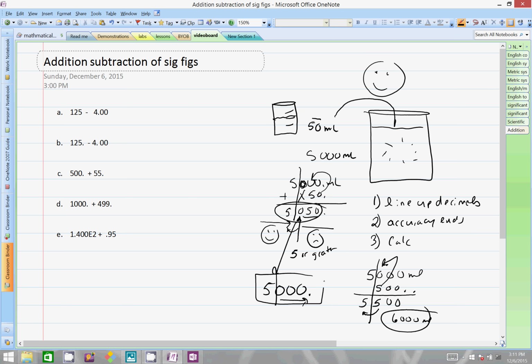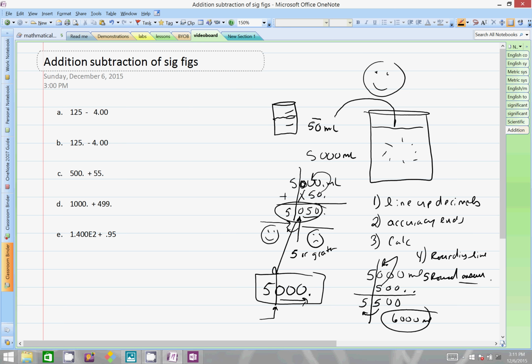So step 4, basically, is I would add my rounding line. That's what I call this line right here, and then at that point I would simply round to my answer.